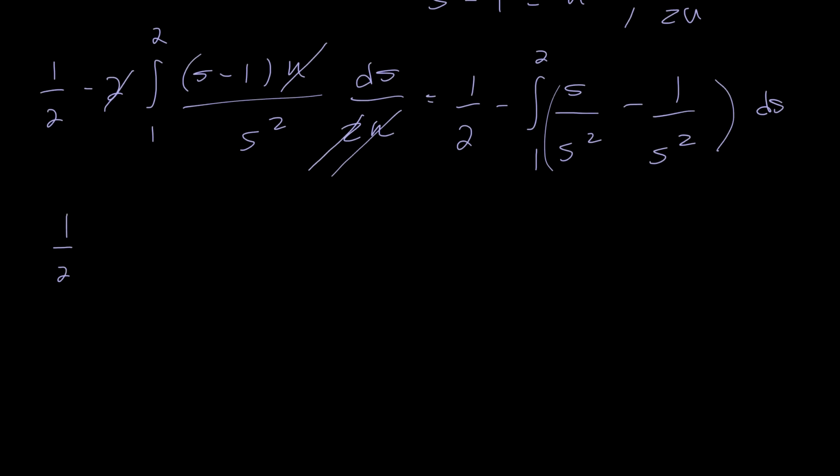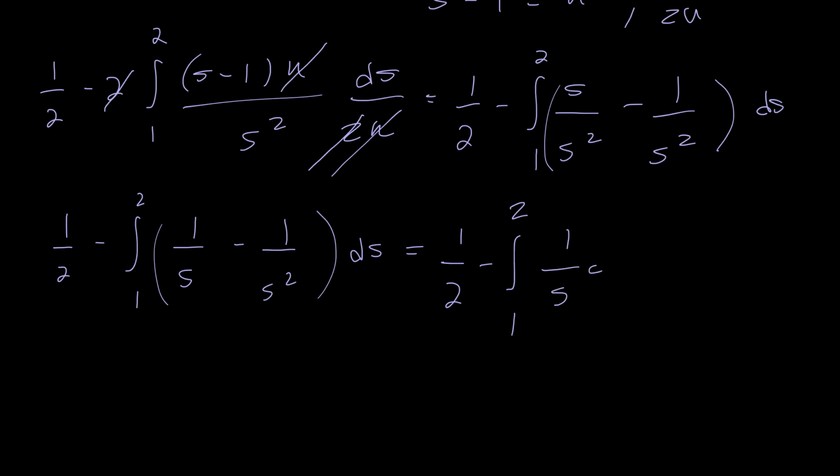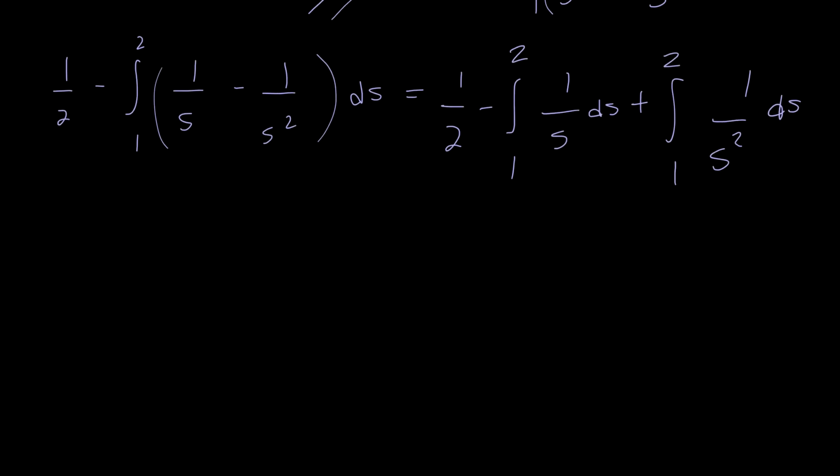So 1/2 minus the integral from 1 to 2 of 1 over s, and then minus 1 over s squared ds. We could distribute the negative. So we're left with 1/2 minus the integral from 1 to 2, 1 over s ds, plus the integral from 1 to 2 of 1 over s squared ds. So we're going to have a 1/2 minus the natural log of s from 1 to 2, and then we're going to have a minus 1 over s from 1 to 2.